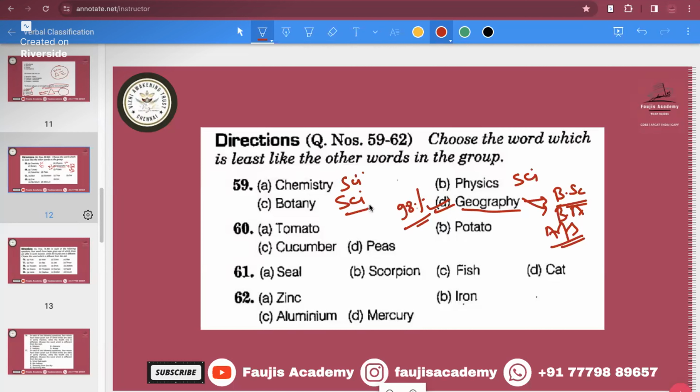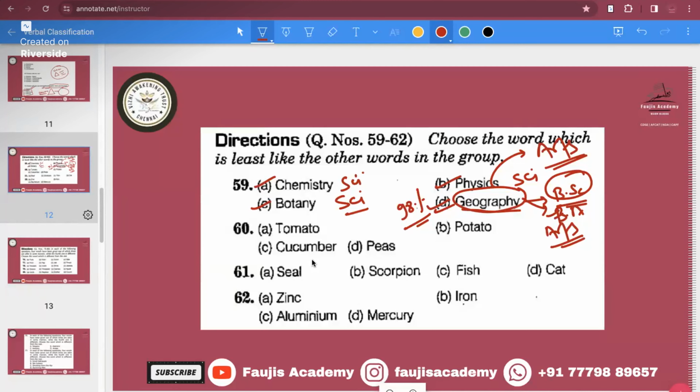But geography, their classification is that chemistry is science, botany is science, physics is science, geography is arts. Right, guys? And there will be a very small minority of universities and colleges wherein you will be getting BSc geography. A majority of them will give you a BA degree. Right, guys?